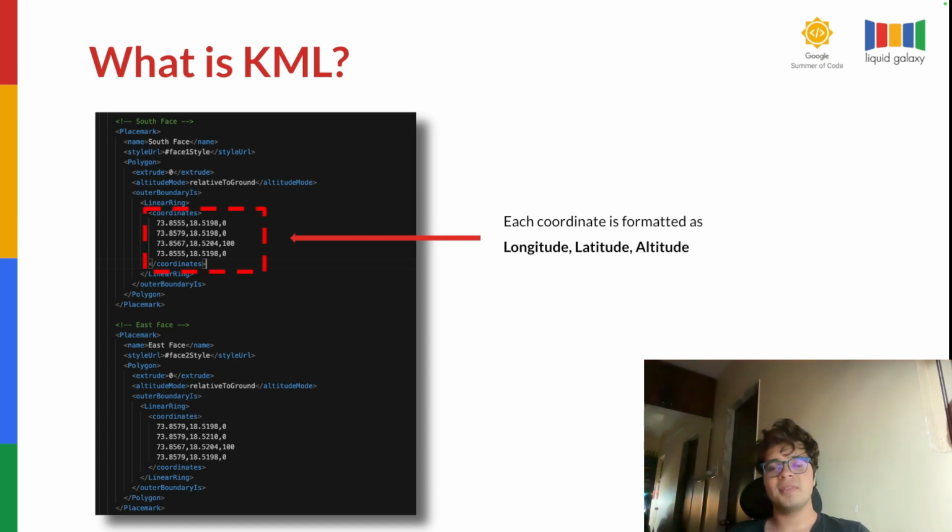Now, since this pyramid is a 3D object, you will see this altitude mode that is relative to the ground. Now, this tells Google Earth that the altitude value should be measured relative to the terrain surface. I'll explain this visually further in the slides, but for now, KML provides us with different kinds of functionality and altitude mode is one of them.